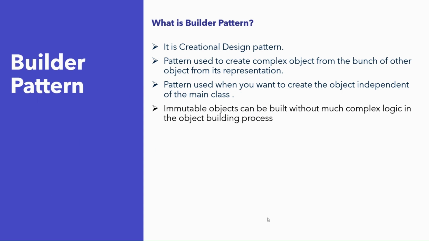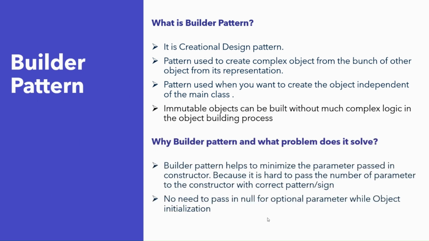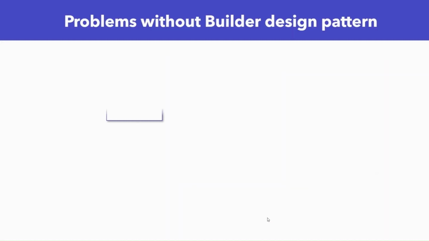So why the builder pattern, and what problem does it solve here? The builder pattern helps to minimize the number of parameters that are passed in the constructor in order to instantiate the object. It helps us to avoid passing null values in a constructor during object instantiation. Let me put that into an example so that you will get a clear understanding of that.